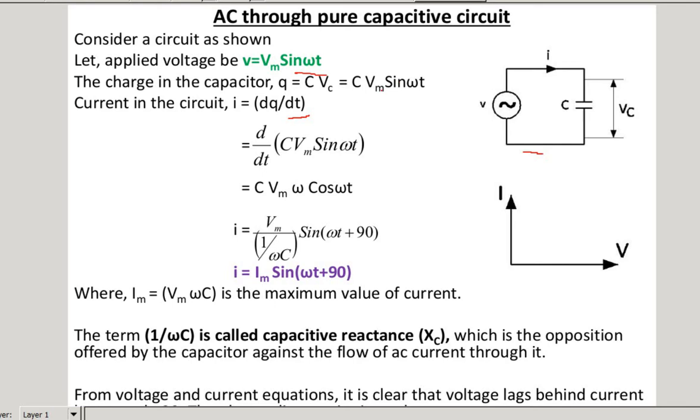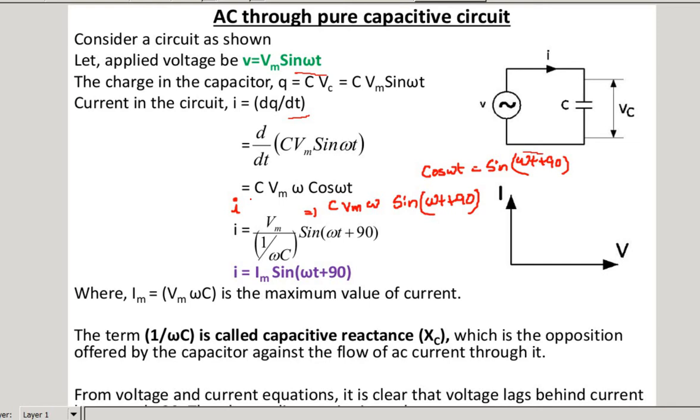Now, applying this equation, C Vm sin omega t, we get d by dt of C Vm sin omega t. By differentiating, the equation will be C Vm omega cos omega t. Now, we can rewrite cos omega t as sin of omega t plus 90 degrees. So, by rewriting, the equation is C Vm omega sin of omega t plus 90. This is the current passing through the capacitor, I.